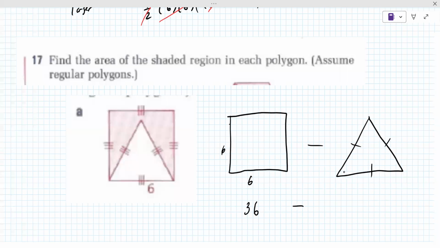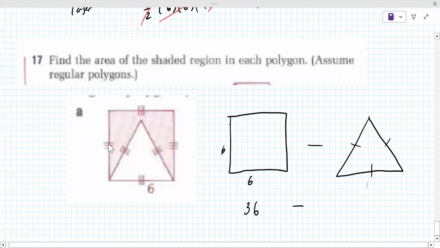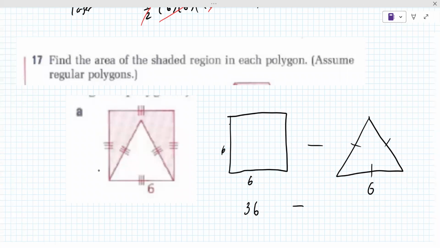And is it showing that all of those sides are equal? Yes, they are. It is an equilateral triangle. But the triangle is also equal to the sides of the square as well, or no? Yes, yes. Okay. You can reasonably assume that that's 6 there.